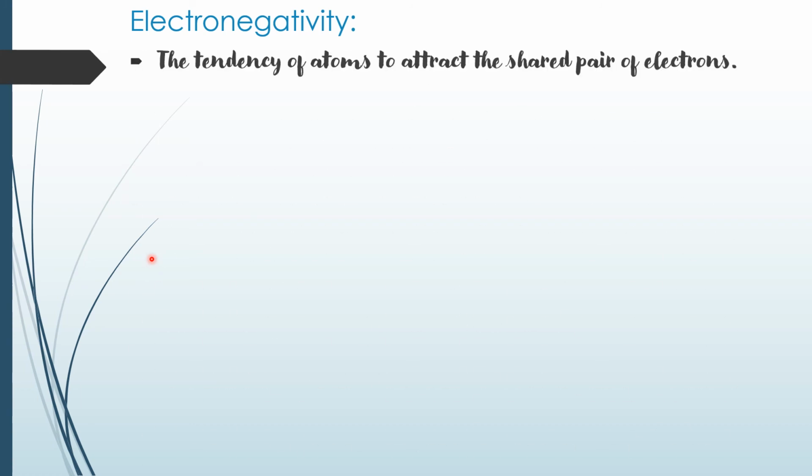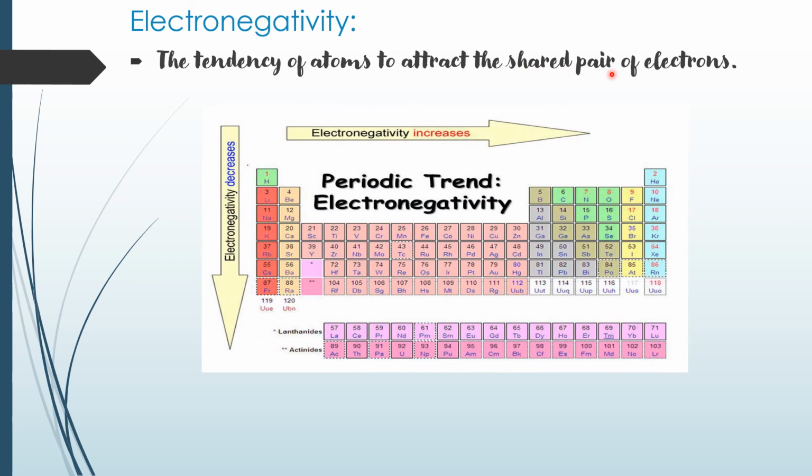Electronegativity is the next property. It is nothing but the tendency of atoms to attract the shared pair of electrons. The trends are: moving from left to right in a period, the electronegativity increases. On moving from top to bottom, electronegativity decreases.